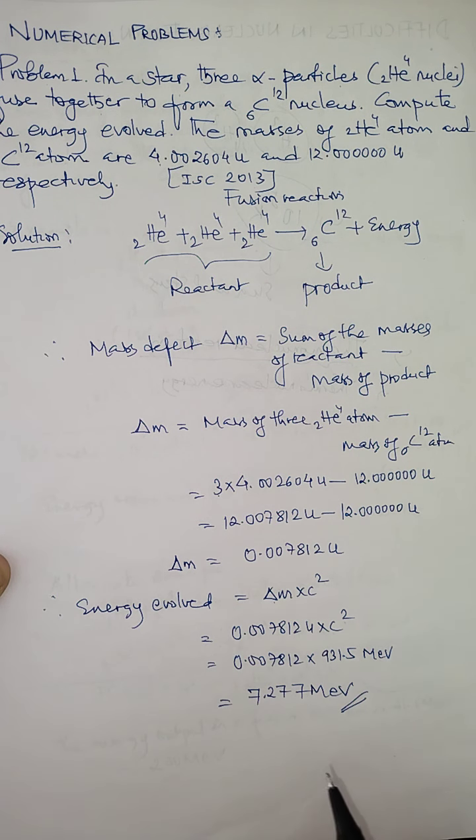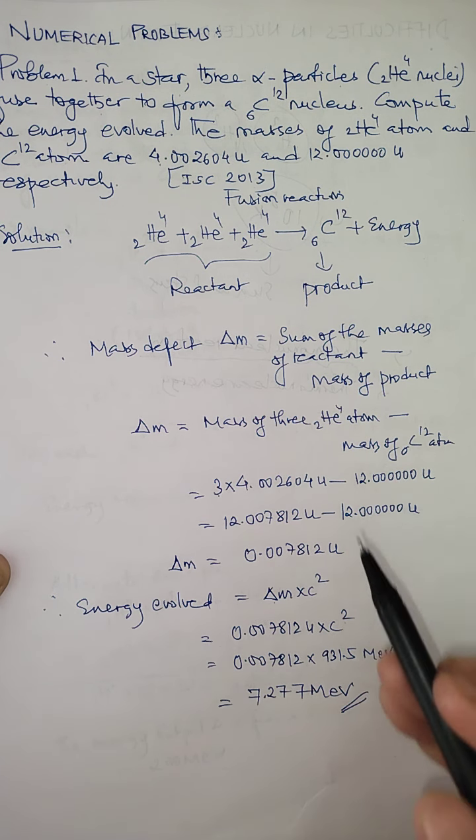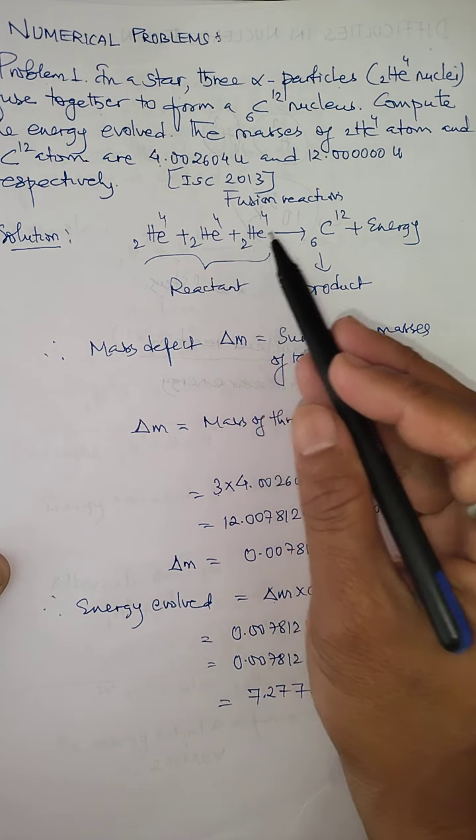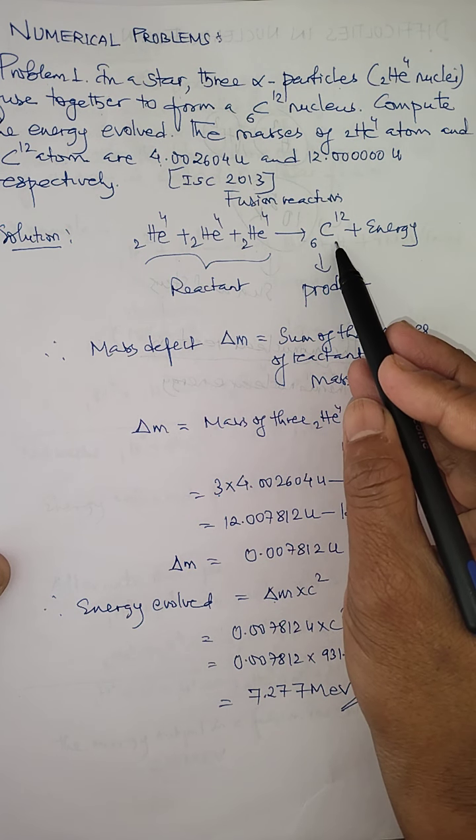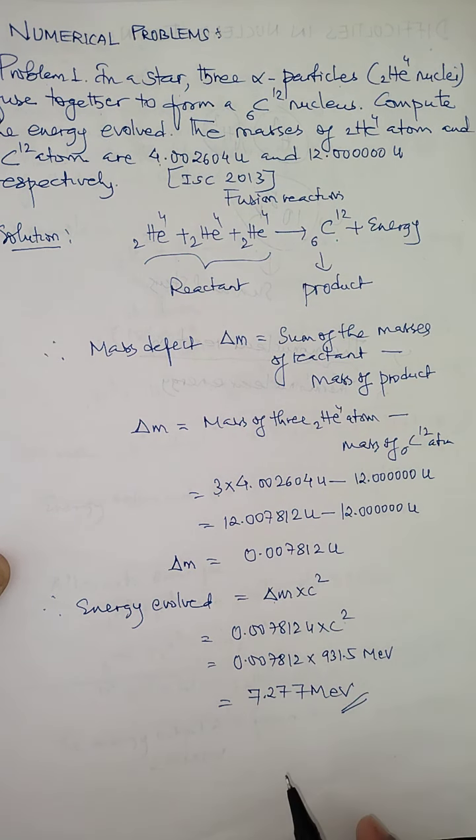Now see, children, this is how much energy is evolved when three alpha particles fuse together to form a carbon nucleus in stars under fusion reaction: 7.277 mega electron volts. So this is numerical problem number 1 based on fusion reaction. We will do another numerical problem that is also based on fusion reaction.